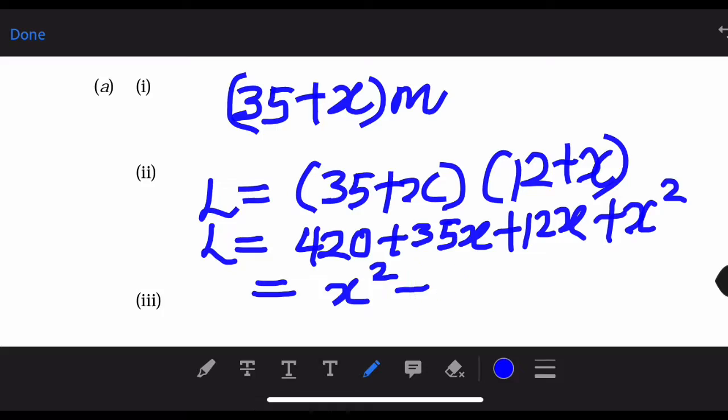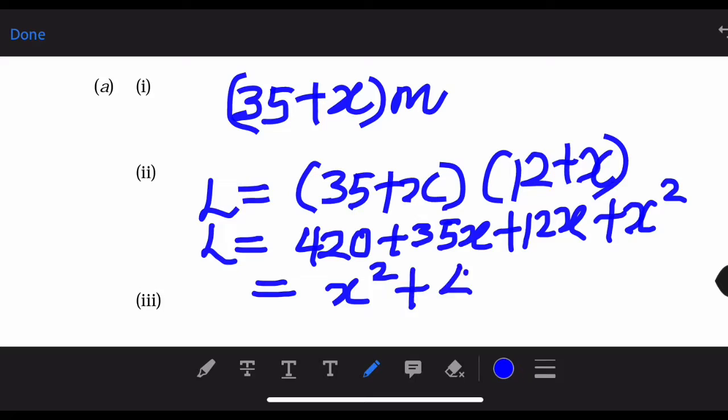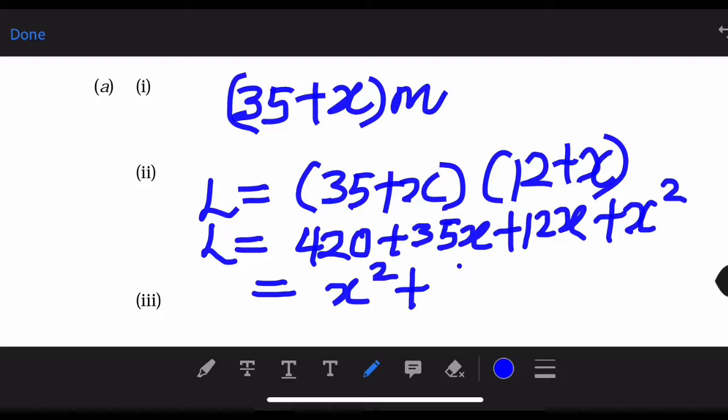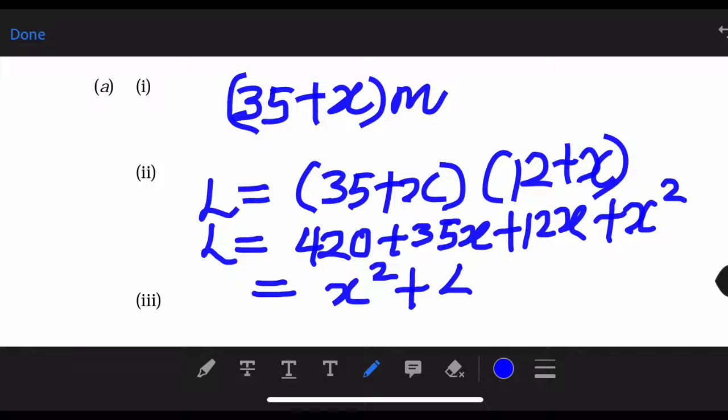Okay, so let's see. We have to work out the radius here. Let's work out the radius. This is a radius, right? Okay, this is the arc length. Okay, so the question says maximum. Okay, let's say the maximum arc length.